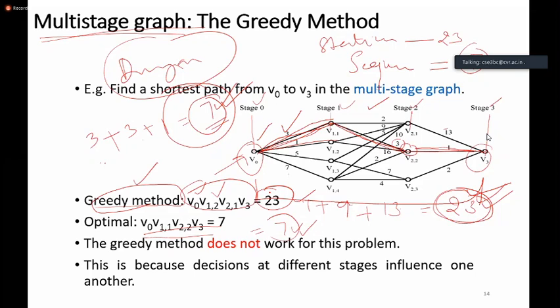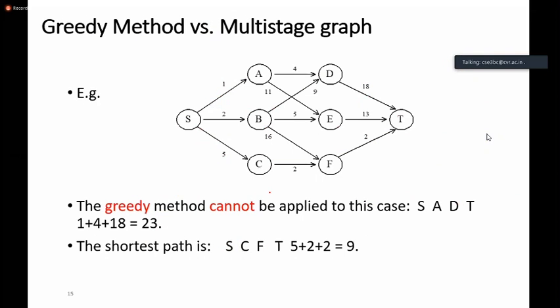Okay. Then one more problem I'll show you here. Also see here, this is S and this is G. This is the distance. Now if I apply the greedy method on this, what do I get? If I apply greedy, from S the minimum is 1. From this, from 1, A to D is there, A to E is there.